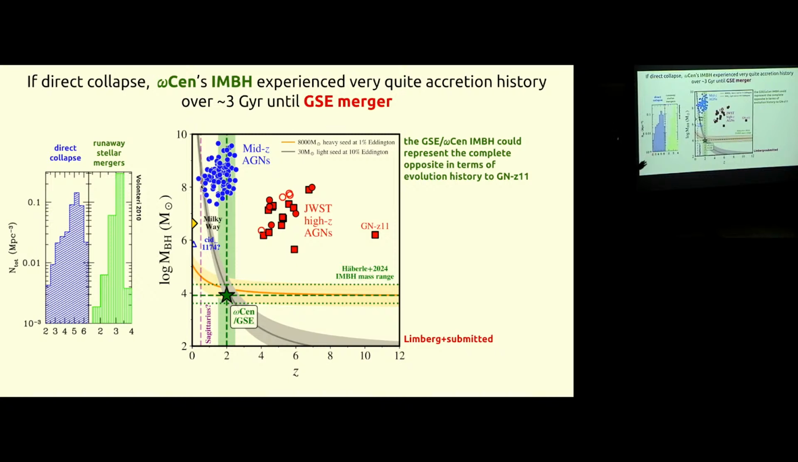So basically, this means that if you have heavy seeds as the formation mechanism for all central black holes, what would happen is that this one black hole right here inside ωCentauri should have a very, very quiet accretion rate. Over the whole 3 billion years until the accretion by the Milky Way of Gaia-Sausage-Enceladus, this central black hole should have a very quiet accretion history.